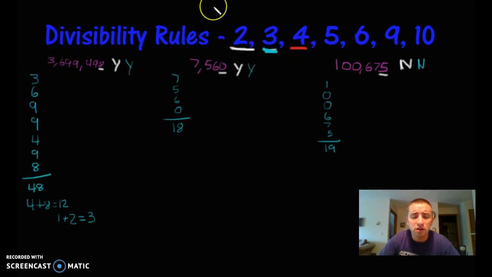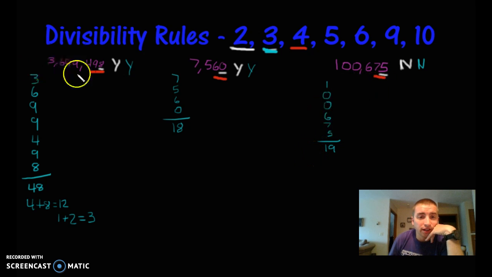Okay, for 4, we are going to look at the last 2 digits. So we're going to look at 98, we're going to look at 60, and we're going to look at 75 for our 4s. So for 98, if you're not sure if 98 is divisible by 4, let's do divided by 2 first. And we know that 8 is divisible by 2. So 98 divided by 2.